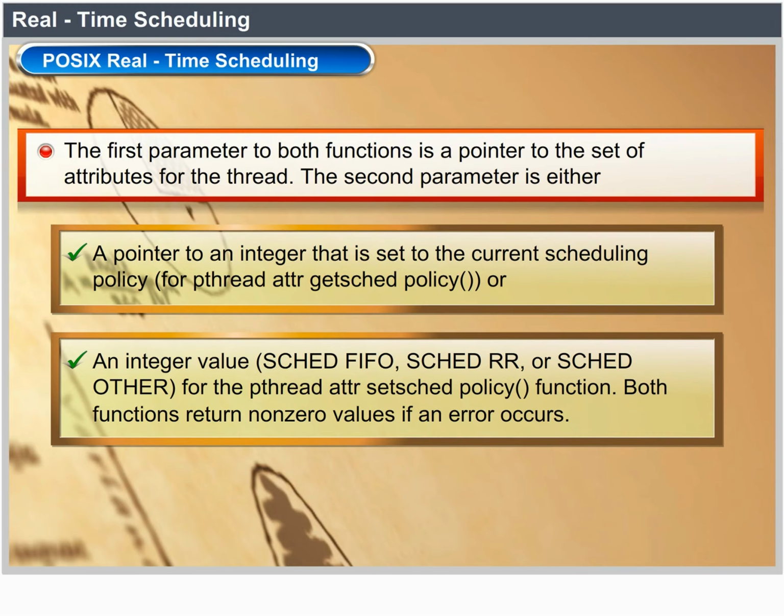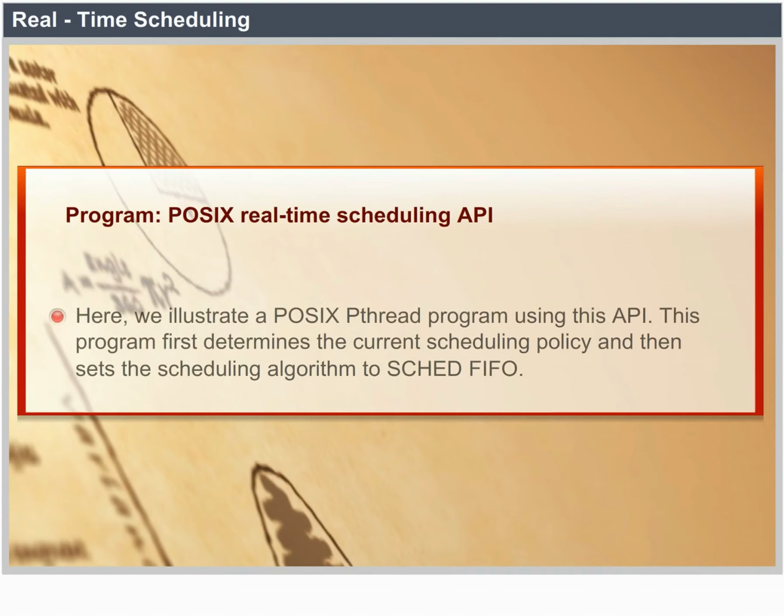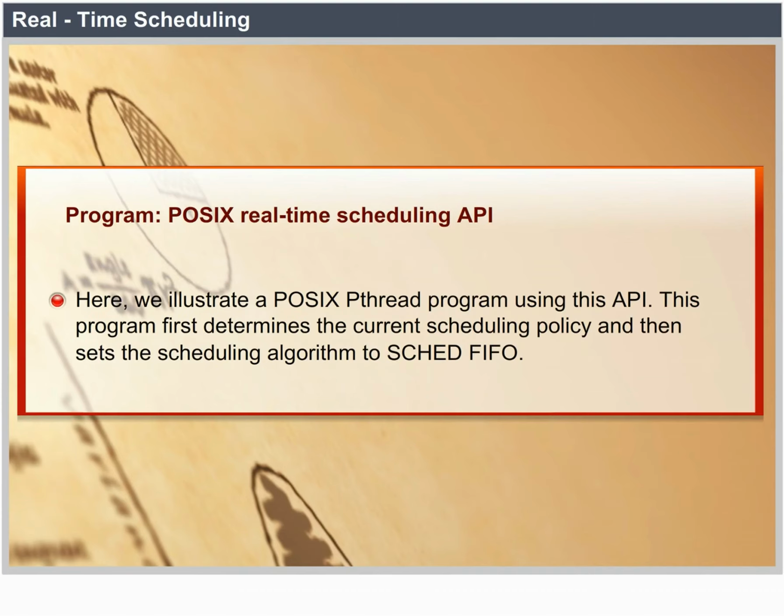POSIX real-time scheduling API program. Here we illustrate a POSIX Pthread program using this API. This program first determines the current scheduling policy and then sets the scheduling algorithm to SCHED_FIFO.